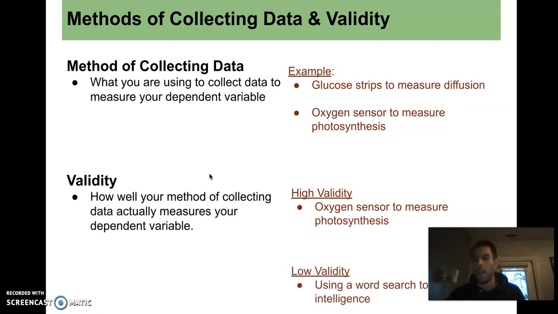But let's say we're doing a different experiment. We're trying to see the effect of some variable on intelligence, and we're trying to measure intelligence, and we give people one of those word searches where you're just trying to find the words. I'd say that's pretty low validity. How well you do on a word search is probably not very indicative of how intelligent you actually are.